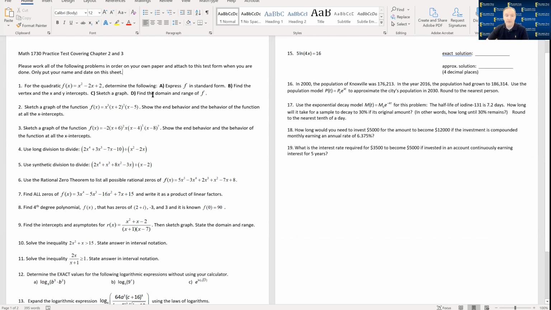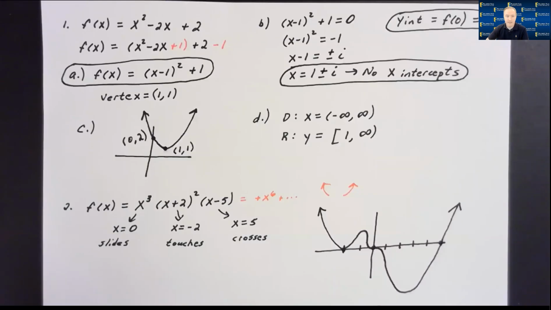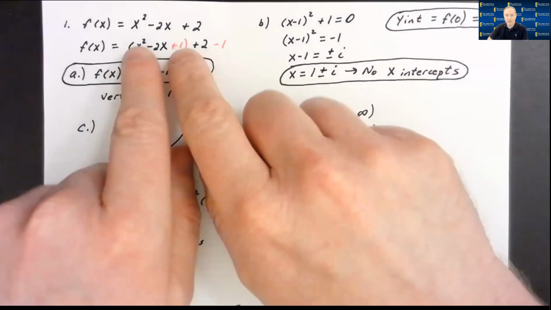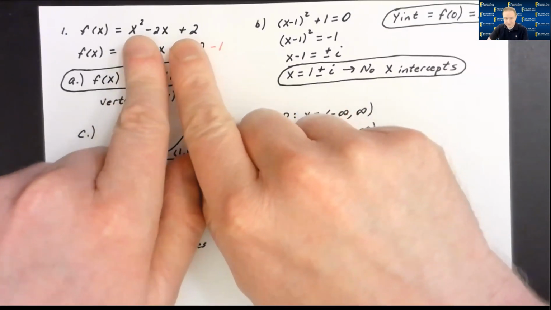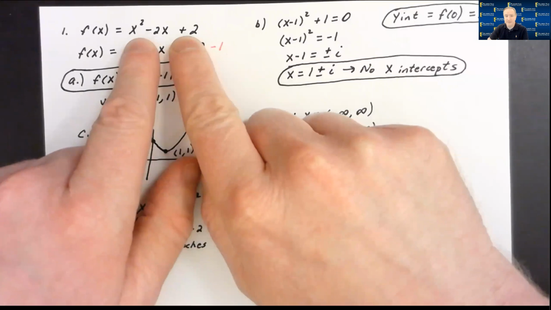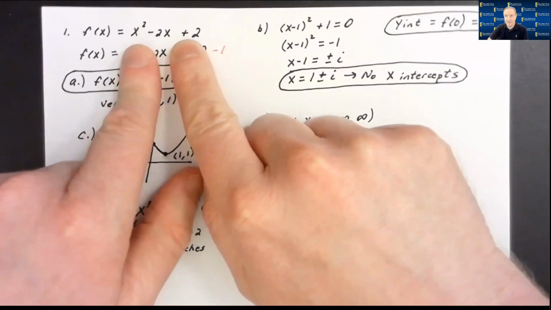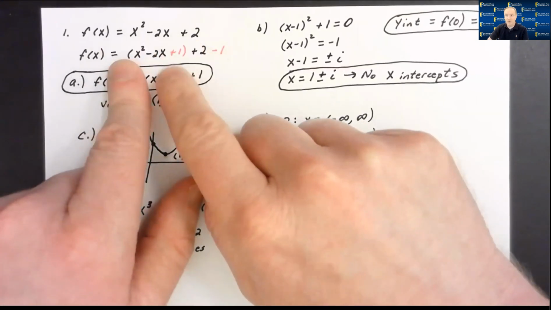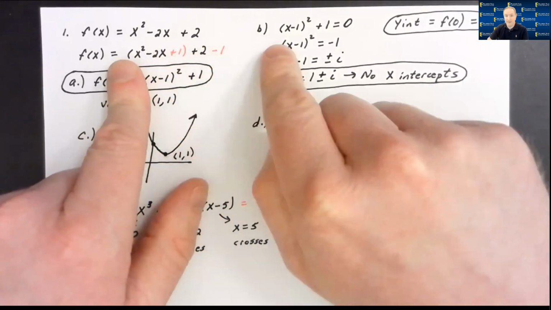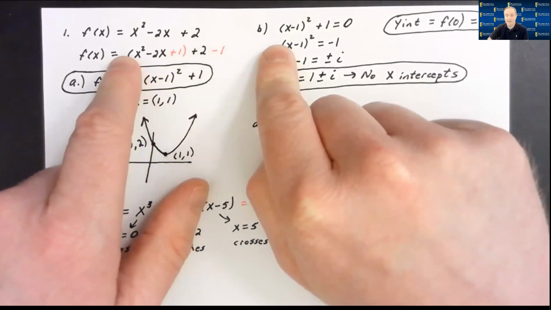We'll sketch a graph and we'll determine the domain and range. Of course, the domain for any polynomial function is all real numbers. But let's go ahead and take a look at that first one. So here's the problem I gave. And I said, okay, please write this in standard form. So you say, well, that has to be a binomial quantity squared plus or minus some variable. How do I get that?